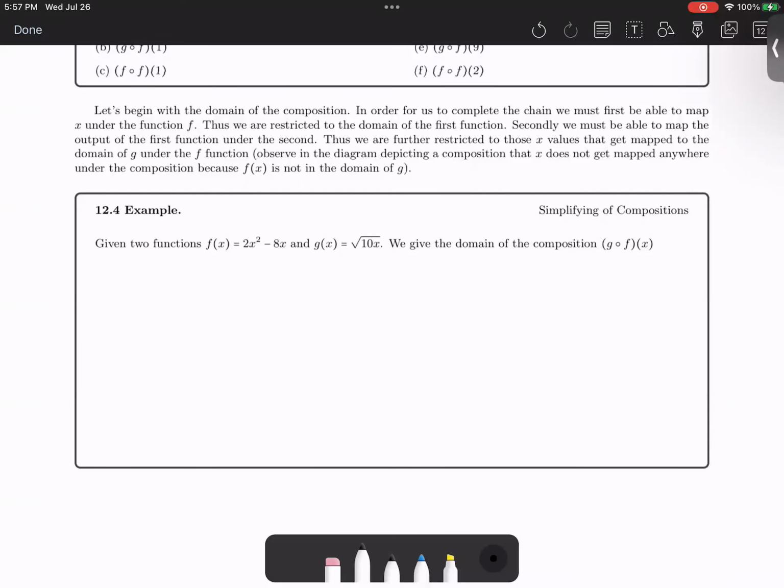In the previous example, I said that you should always think about compositions as a chain of functions. And there's a reason that you should always draw this diagram when you think about compositions, because it tells you exactly what you need to do. You need to first map something underneath f, the first function, and then you need to be able to map that, whatever it gives you, underneath another function, g.